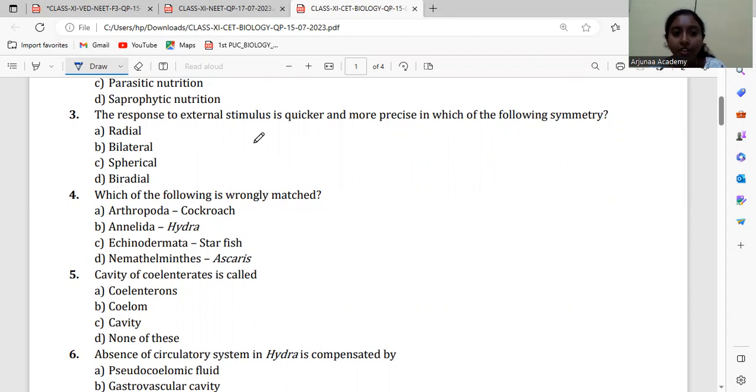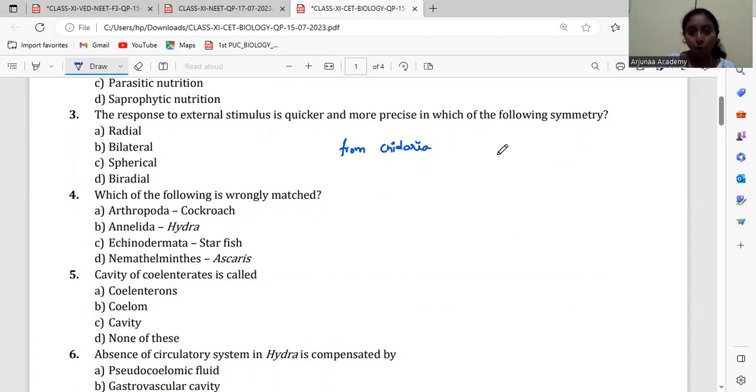The response to external stimuli is quicker and more precise in which of the following symmetry? So here the stimulus should be given properly and the response is quicker and precise. If this is a condition, there should be a well developed nervous system. If we see this nervous system development in the animal kingdom, it starts to develop from Cnidaria. From Cnidaria, the nervous system starts to develop.